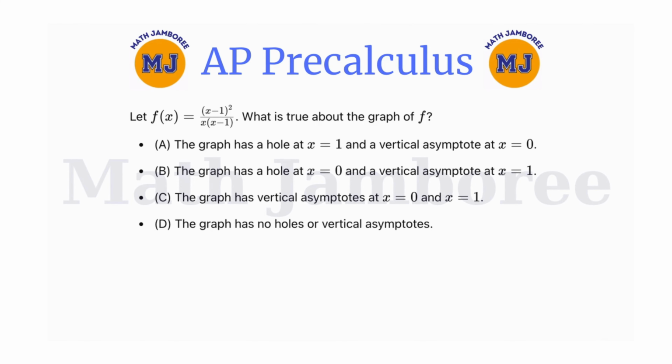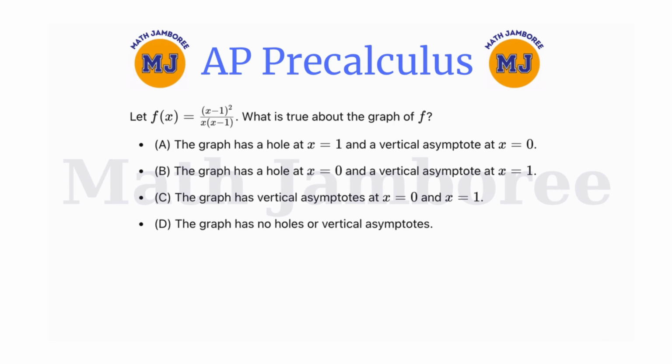In this video, we have another AP pre-calculus type of question from the topic of equivalent representations of polynomial and rational expressions. Let's solve it together. Let f of x equals (x minus 1) squared over x times (x minus 1). What is true about the graph of f?